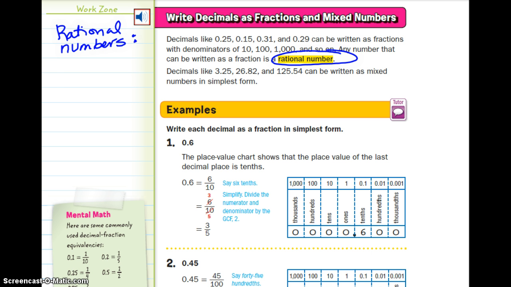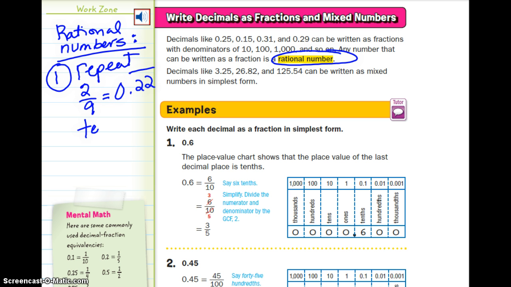All right, so a rational number has to fit in one of two categories. It either has to repeat, so we know that 2/9 is equal to 0.22 repeating, or it has to terminate. So 1/10 is simply 0.10 or 1/10. It stops after that. I can add a bunch of zeros, but it doesn't change the value.